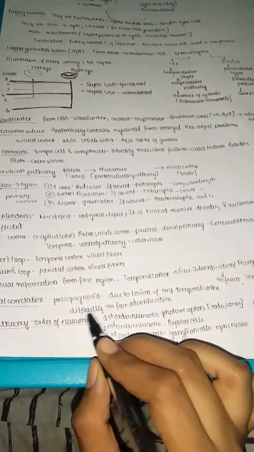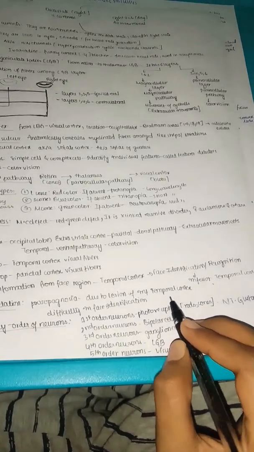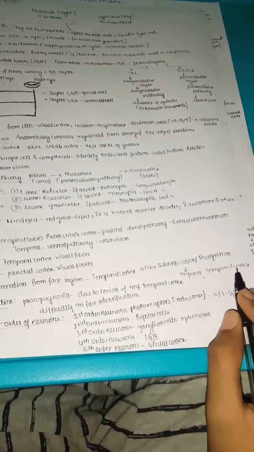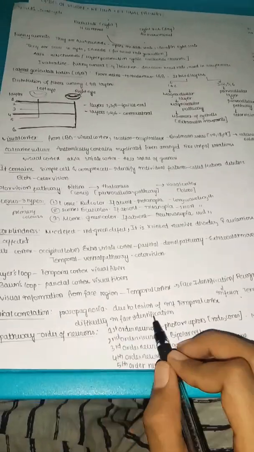Clinical correlation is prosopagnosia, that is due to lesion of inferior temporal cortex. So whenever there is any lesion in the inferior temporal cortex, a person cannot identify the face. It's a difficulty in face identification. Next, let us see the visual pathway, the order of neurons.